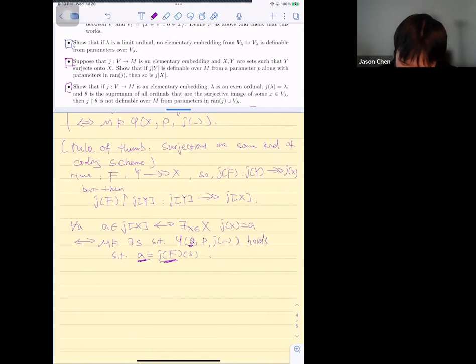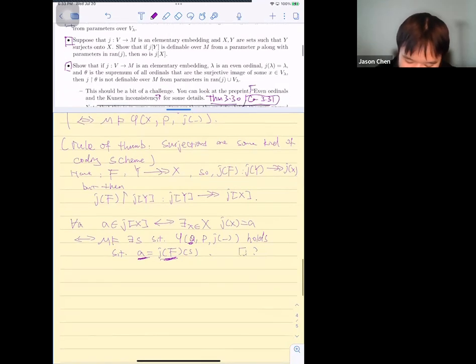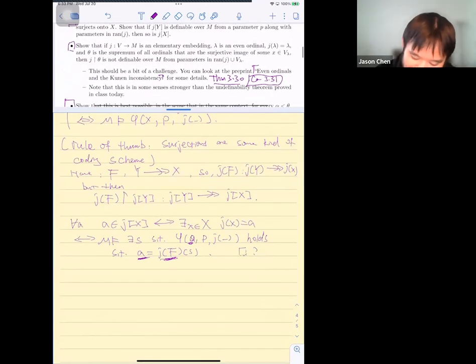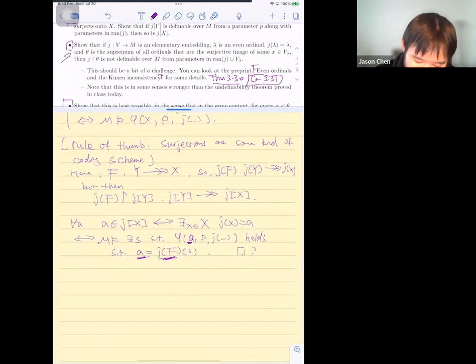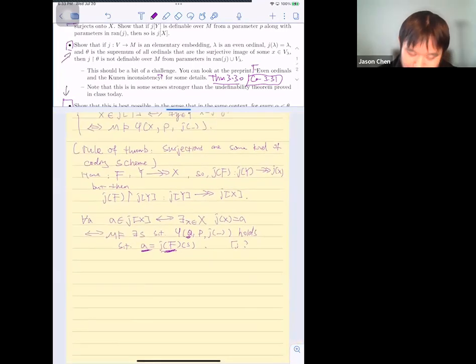Yeah. So maybe let me write half a finish proof symbol, maybe QED. So like I said, I haven't done these last two, but I can say a little bit about the setup if you try to read the paper, Even ordinals and the Fudan inconsistency.